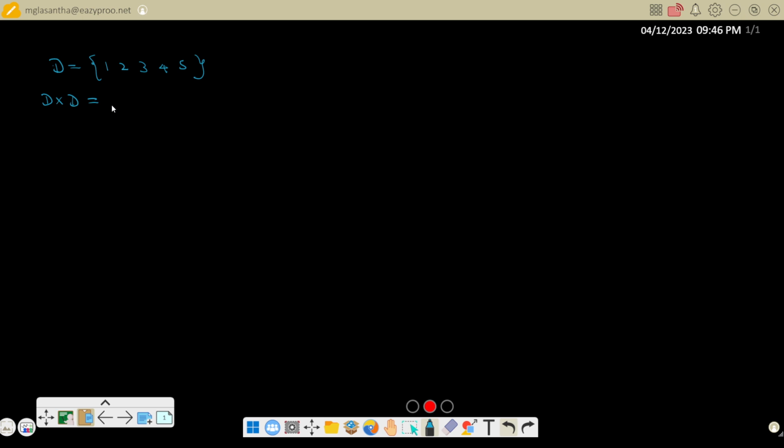Previously we wrote the Cartesian product A cross B, and X cross Y. Now you can write the Cartesian product within a single set, from the set D to itself. That relation is from D to itself. Okay. Then what is the Cartesian product?